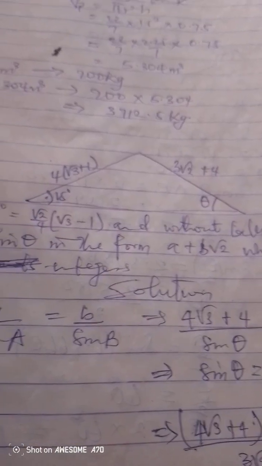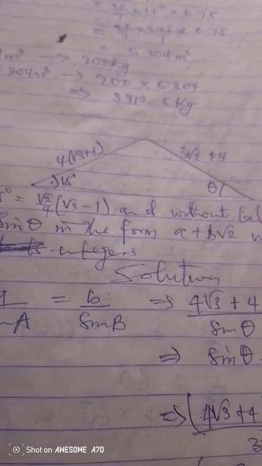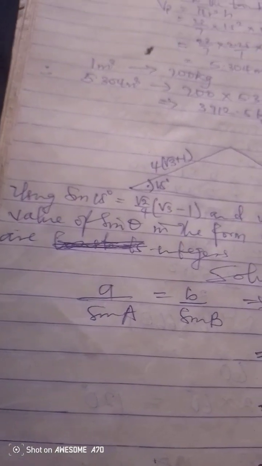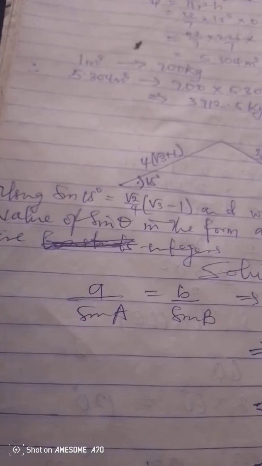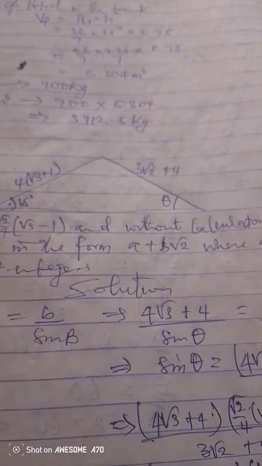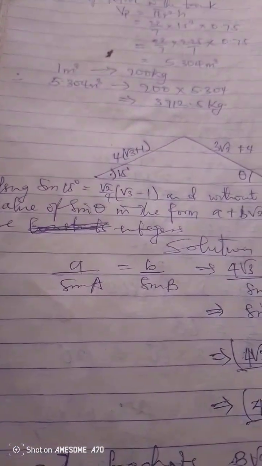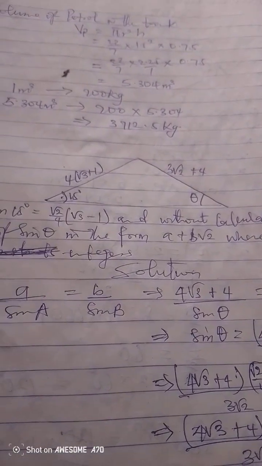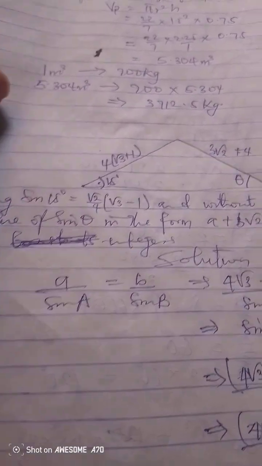In today's class, we will look at a question from IGCSE past questions. It says, in the triangle, using sine 15 degrees as root 2 over 4 (root 3 minus 1), and without a calculator, find the value of sine theta in the form a plus b root 2, where a and b are integers. Solution.